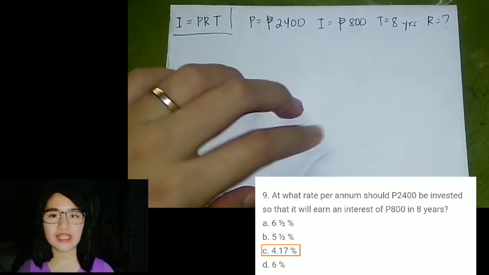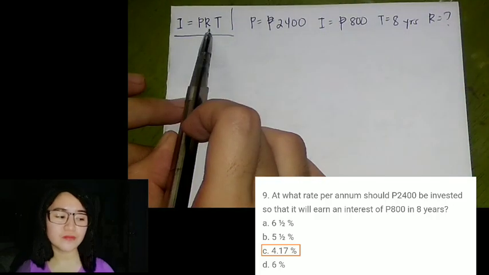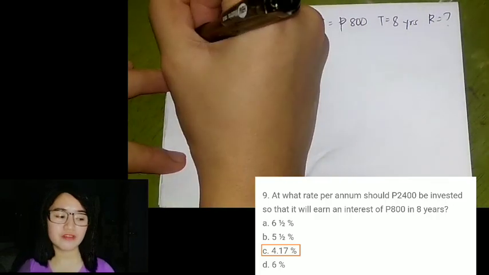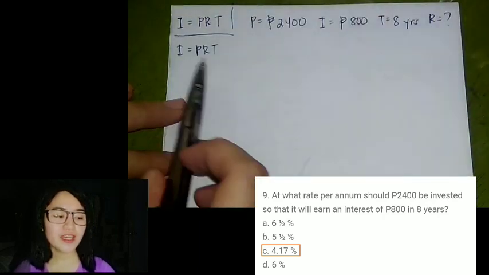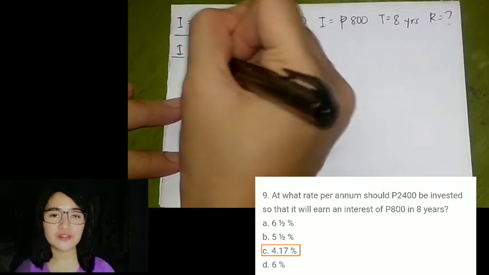So, from the formula, kailangan mag-derive muna tayo kung paano ba natin mahanap yung rate na yan. So, mapapansin nyo, sa PRT, ang kasama ng R is yung PT.